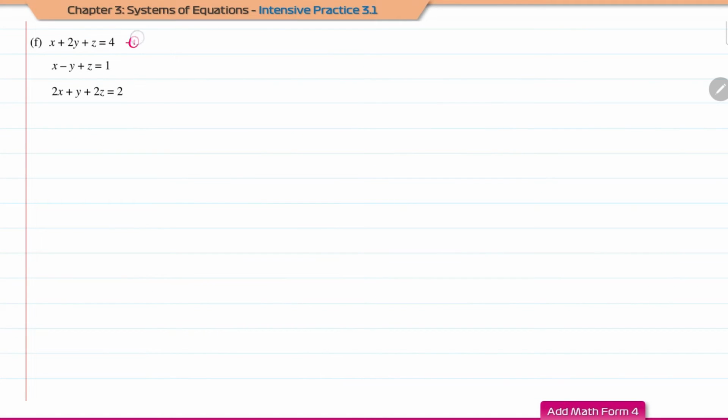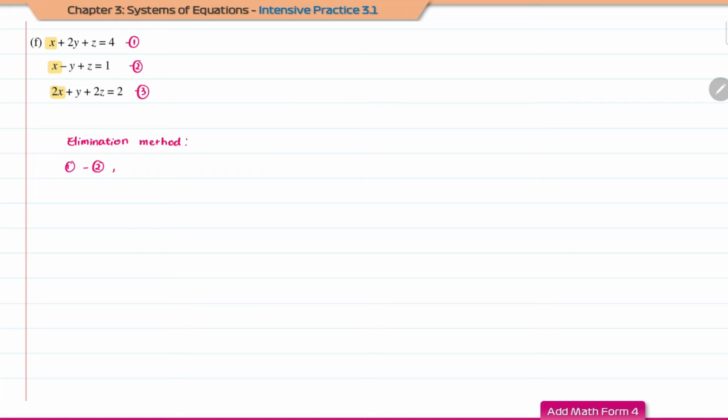So first let us label the equations. So first we want to solve this using the elimination method. So we need to choose a variable to be eliminated. So in this case, I'm just going to choose the variable x. So first, I'm going to use equations 1 and 2. And I'm going to use equation 1 minus equation 2.